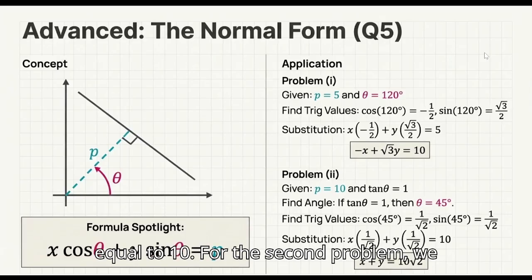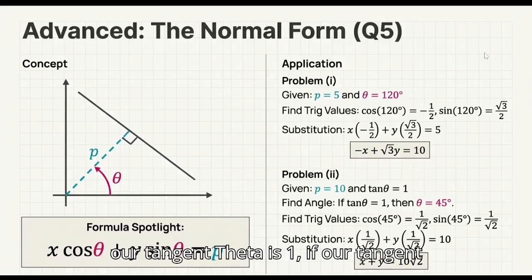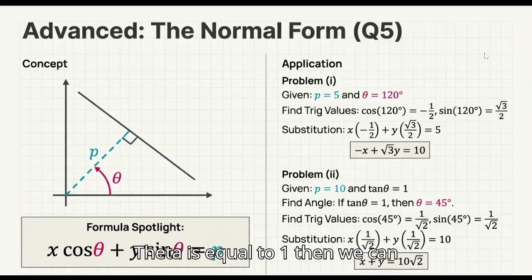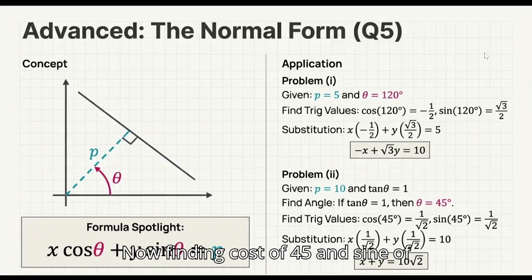Substituting these values into our equation, our final equation will be negative x plus root 3 y is equal to 10. For the second problem, we are given our perpendicular as 10 while our tan theta is 1. If tan theta is equal to 1, then we can use tan inverse of 1. That will give us the value of theta, which is 45 degrees. Now finding cos of 45 and sine of 45, we get 1 divided by root 2 for both.